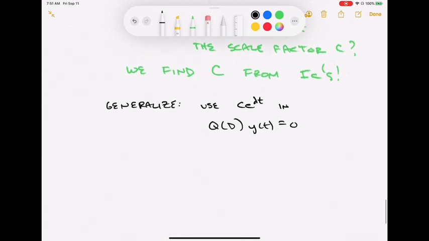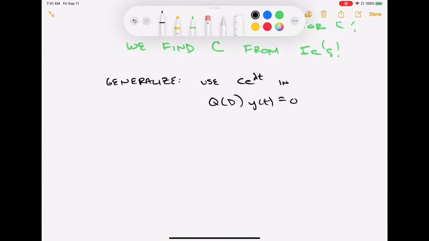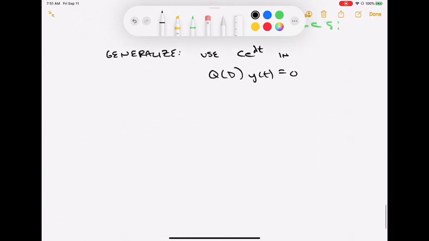We're going to see if an exponential works not just in the first order case, but in an nth order case. What do we get in here? What is Q(D)? Q(D) looks like this. It's D to the n plus some a1 D to the n minus 1 plus going all the way down to a_n. We are going to have that operate on our hypothesized solution, c e to the lambda t, set equal to 0.